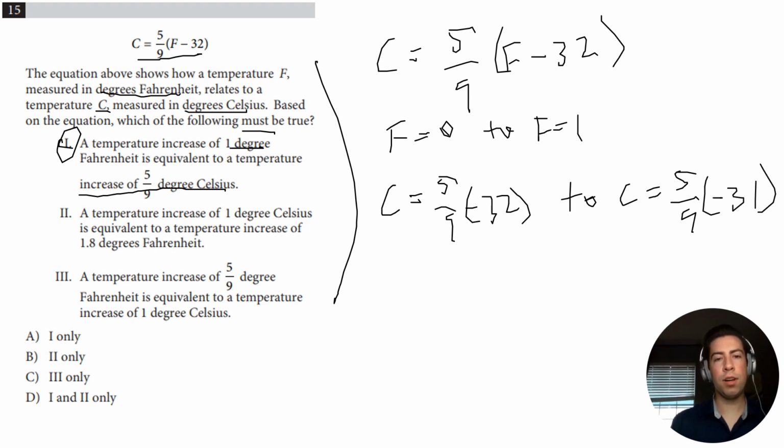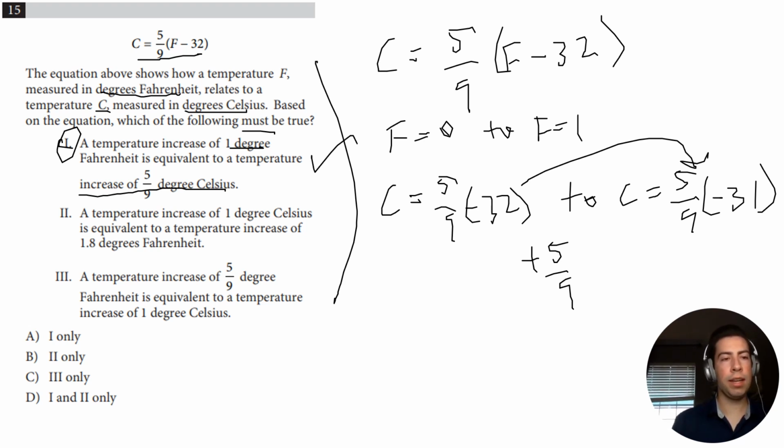So guys, if we have negative 32 5/9, then we have negative 31 5/9. How do I get to here? I basically just have to add 5/9, right? Because we get a smaller negative number, so I have to add a positive 5/9. So yeah, this checks out, okay? So let's go ahead and move on to the next one here.